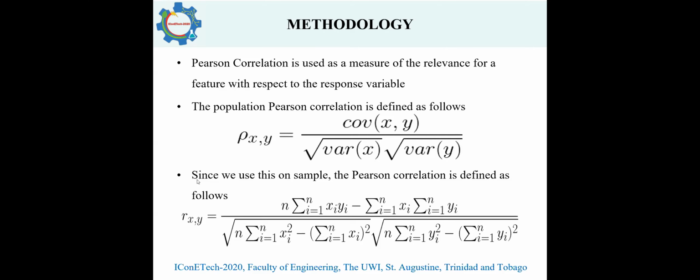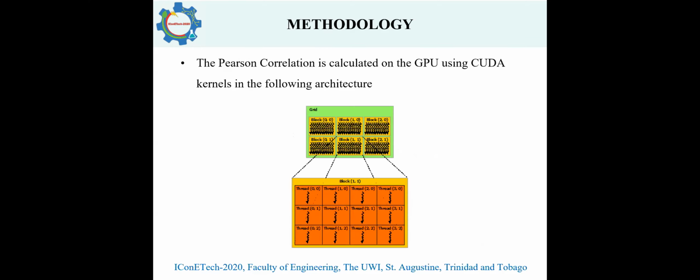To actually apply this to a data set, we have to use sample estimators for the covariance and variances. The sample formula estimates are shown on the screen here as Rxy, and we use this sample estimator function to define a kernel which we will run on the Nvidia GPU to actually perform the calculations.